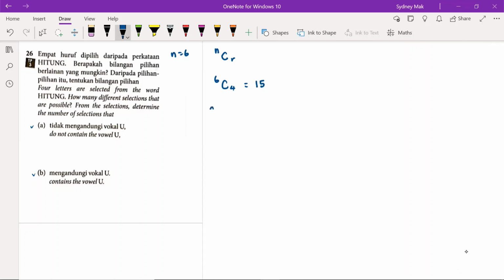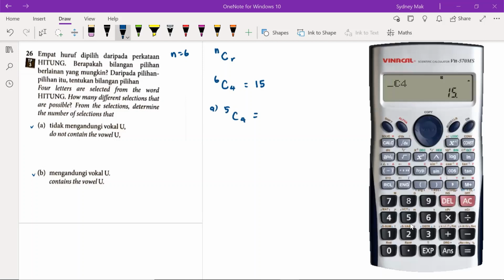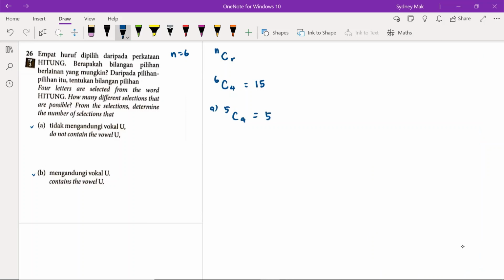Now, part A, we don't want it to contain the vowel U. It means U is not in the selection, so we are being biased. The available n to be chosen from will be 5, and we choose 4. Let's get it from the calculator. Instead of 6, overwrite with 5, enter. So there are only 5 ways to make the selection that doesn't contain the vowel U.